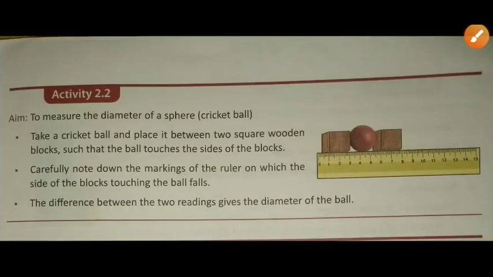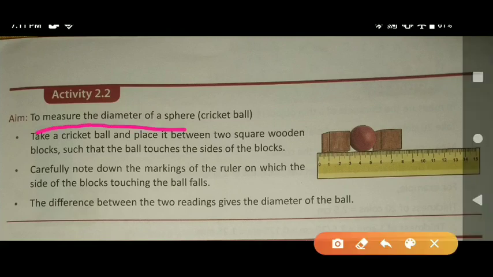Activity 2.2. Aim: to measure the diameter of a sphere like a cricket ball. Here we have to find the diameter of a cricket ball. Procedure: take a cricket ball and place it between two square wooden blocks such that the ball touches the sides of the blocks.